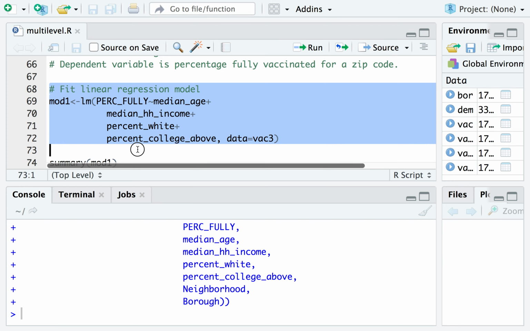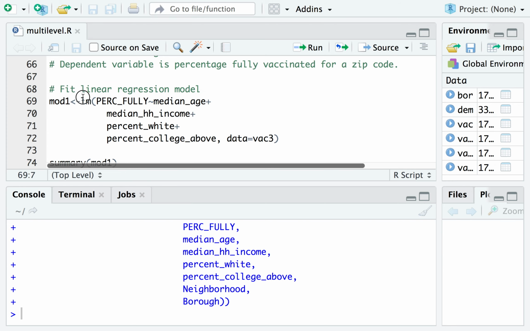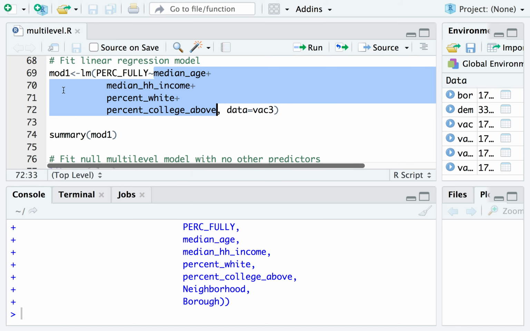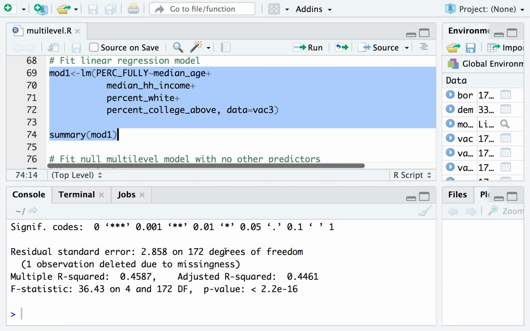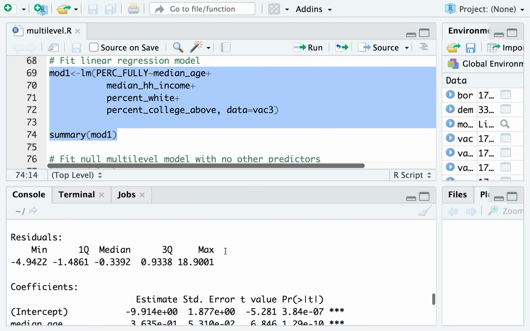So to do this, you use the nlme function, and you basically name percent fully, which is our y variable or dependent variable. Then you just enter this tilde, and you enter each independent variable you're interested in. This is a multiple linear regression model. And I'm going to name it mod1. Let's run it. And now let's quickly look at the output.